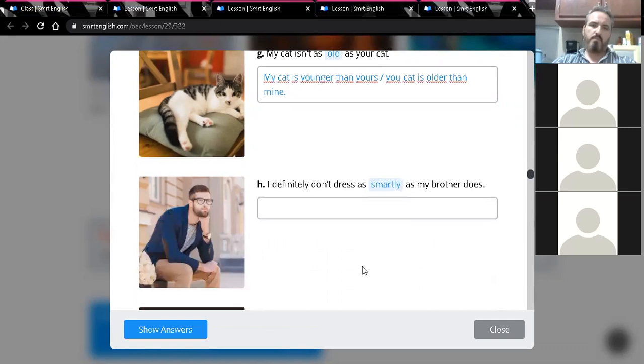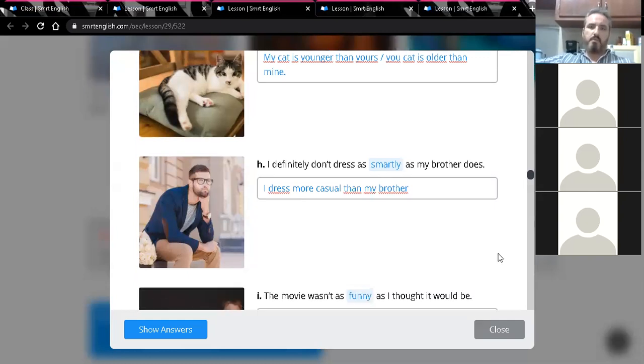Age. I definitely don't dress as smartly as my brother does. So, smartly, what do you understand with smartly? Nerd. Well, I will say formal. Smartly would be like very formal. So probably the opposite of smartly would be casual. So then, I dress more casual than my brother. Or also my brother dresses more smartly than me, right? But it sounds better like this.